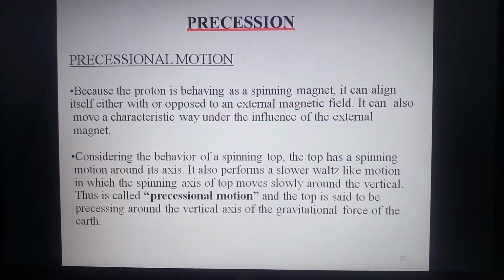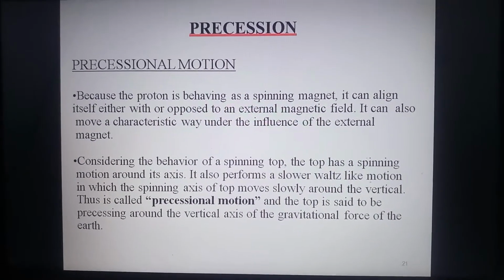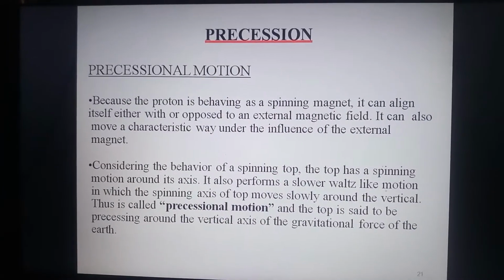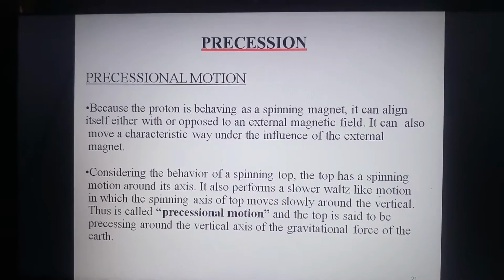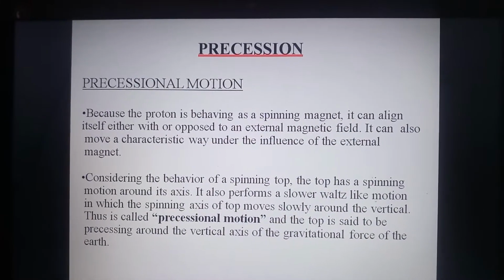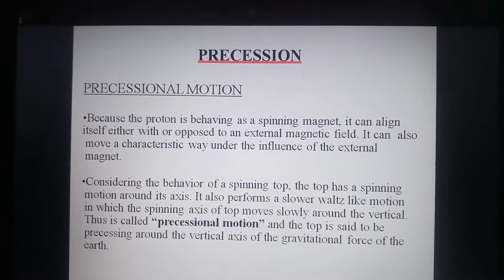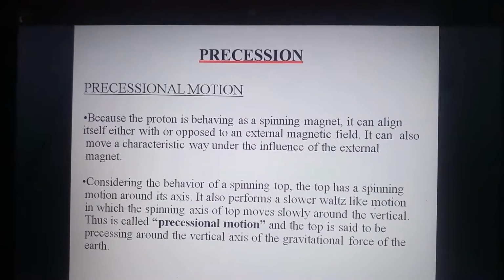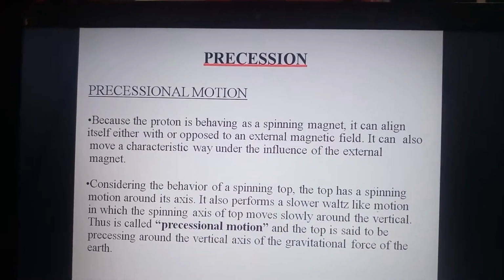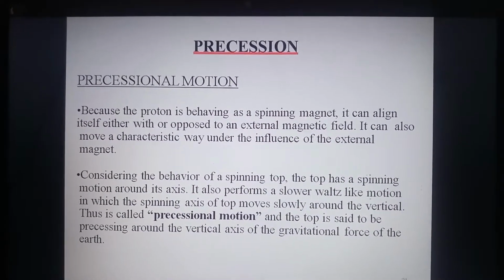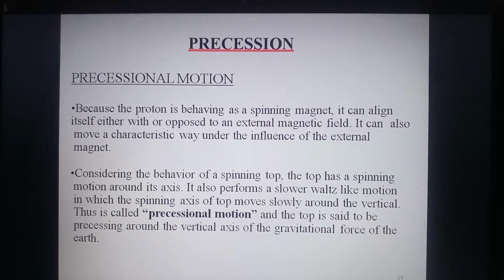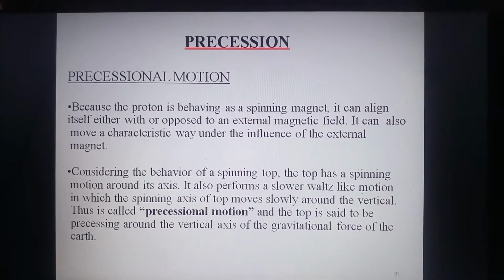Consider the behavior of a spinning top. The top has a spinning motion around its axis. It also performs a slower bulge-like motion. I think you have seen a spinning top. It has a bulge-like motion around the axis, in which the spinning axis of the top moves slowly around the vertical one. This is called precessional motion, and the top is said to be precessing around the vertical axis of the gravitational force of the earth.